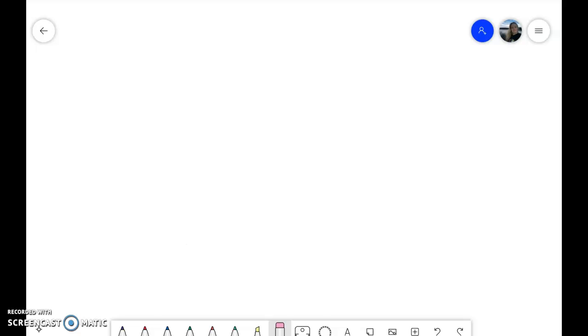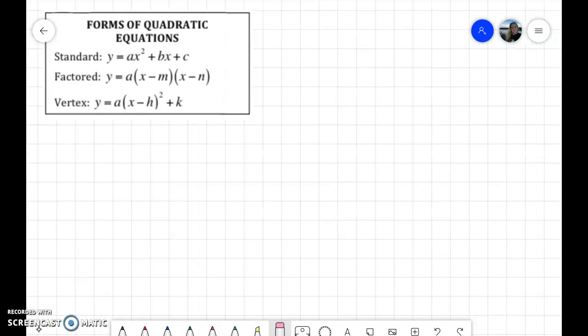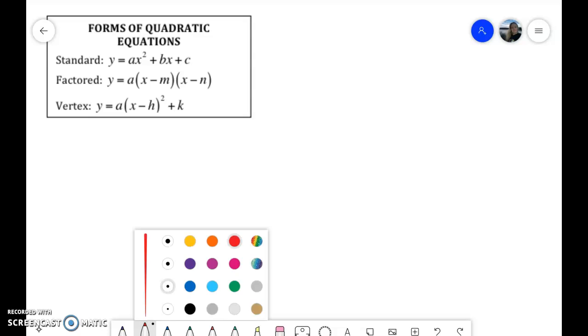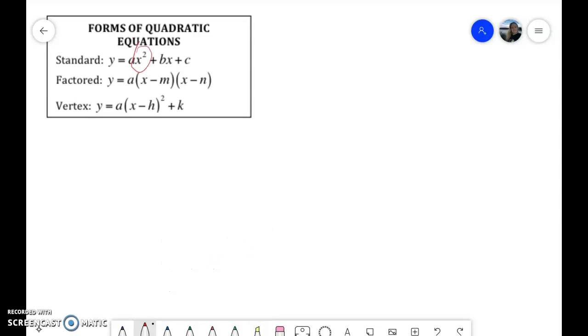Hopefully you said that x squared component, because that is usually the tip that tells us what all quadratic equations have in common, no matter what form they're in. So I put up here the three forms. Standard form, you can see, sure enough, in standard form, there's my x squared component right there.